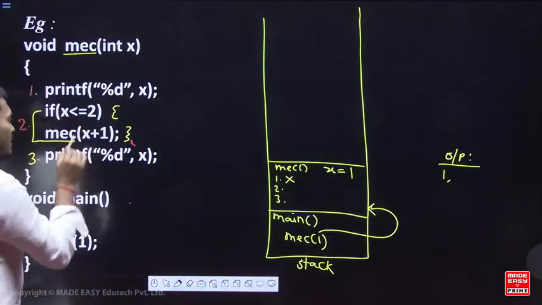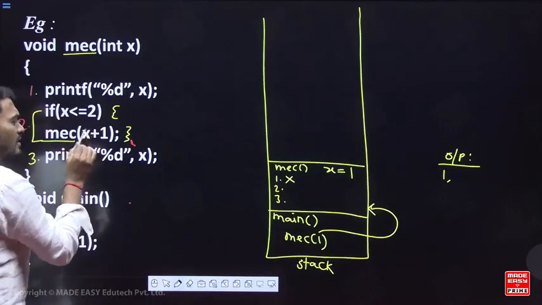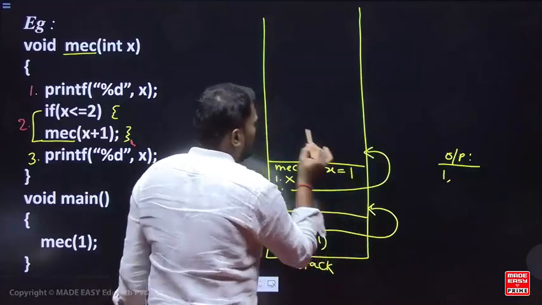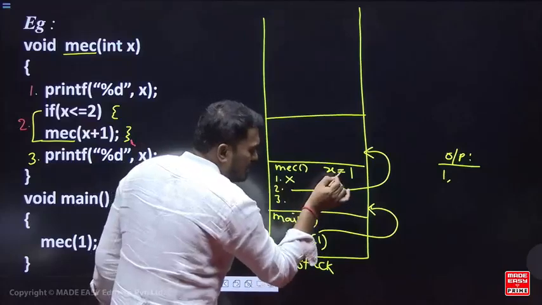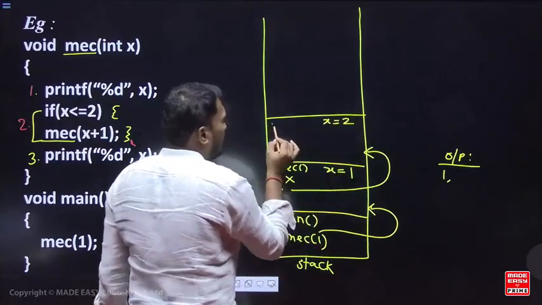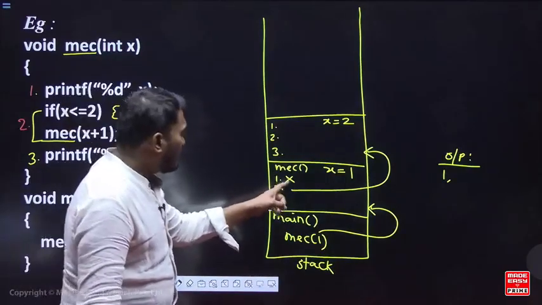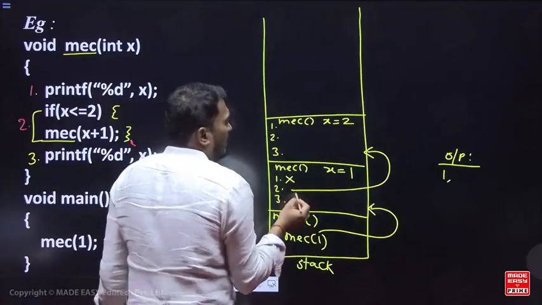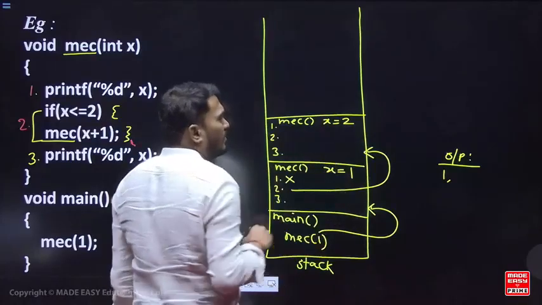So 1 less than or equal to 2, yes or no? Yes. This condition is true, so you are recursively calling the MEC function by passing x plus 1. What is the x value in this activation record? 1. So 1 plus 1 means 2. So next time you receive x as 2, and again you will have 3 statements. It is recursively calling the MEC function, and again MEC will be pushed into the stack. You are passing x plus 1; the x value in this activation record is 1, and 1 plus 1 means 2. You are passing 2.